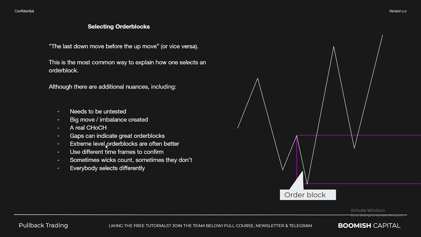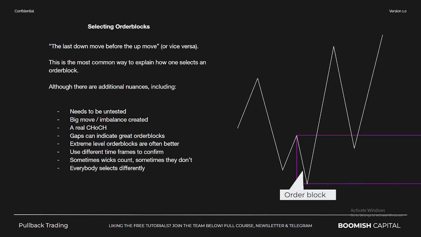Extreme level order blocks are often better. Essentially, if you have an order block here and then there was a tiny move right here and a continuation, then this tiny move would not be a nice order block compared to the larger, major order block over here. Usually you want the more extreme or more major levels to be your order blocks, and not some little things in between, because then you get caught up constantly wanting to take trades that ultimately aren't at extreme or good levels.